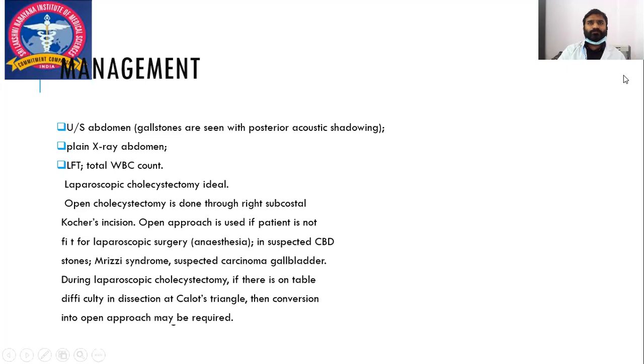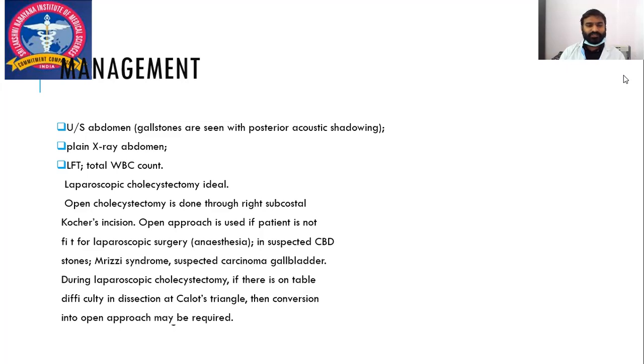Management wise, first we have to stabilize the patient. After that, ultrasound abdomen to confirm the diagnosis. Gallstones are seen with a posterior acoustic shadow. Here we have to differentiate in ultrasound between gallstones and gallbladder polyp. Gallstones have a posterior acoustic shadow, and a polyp won't have an acoustic shadow. And while changing the position of the patient, the gallstone also changes its position, whereas the polyp won't have this feature.